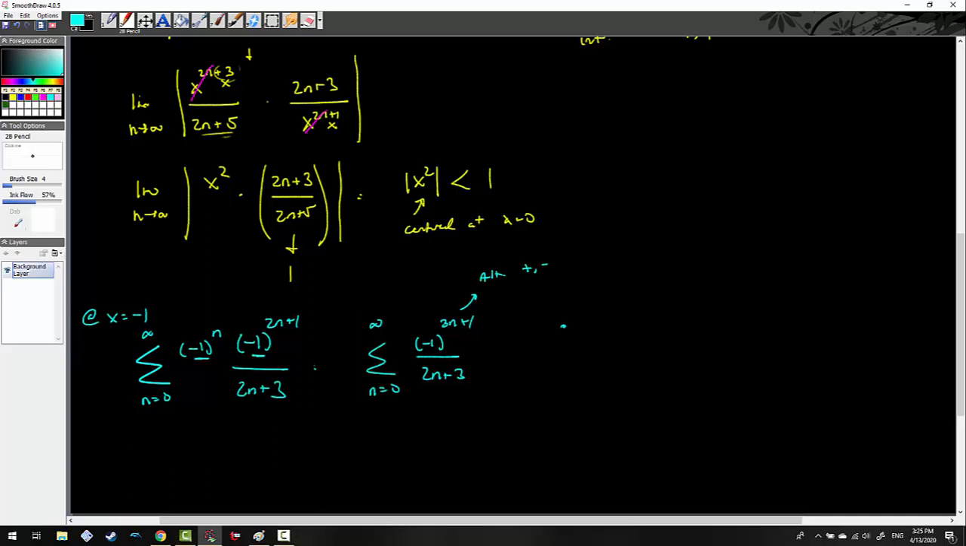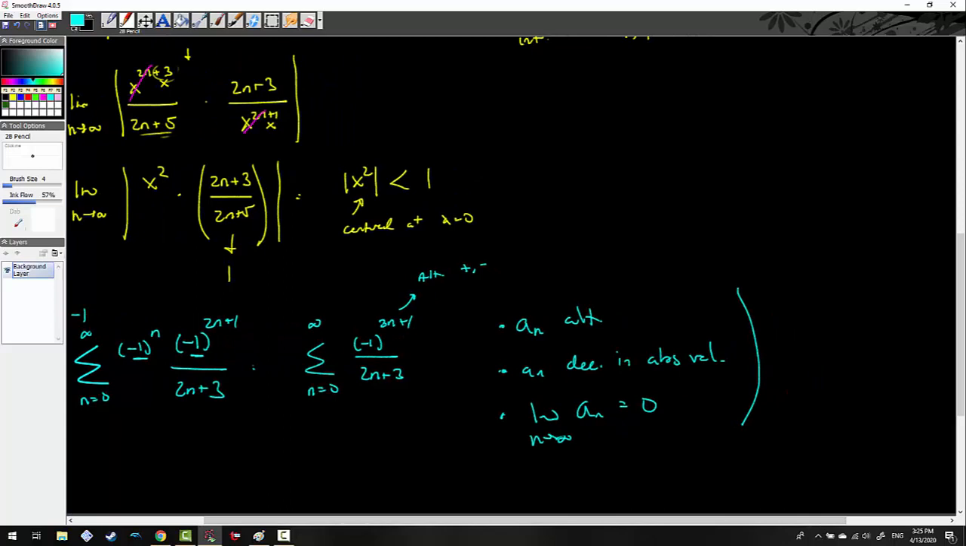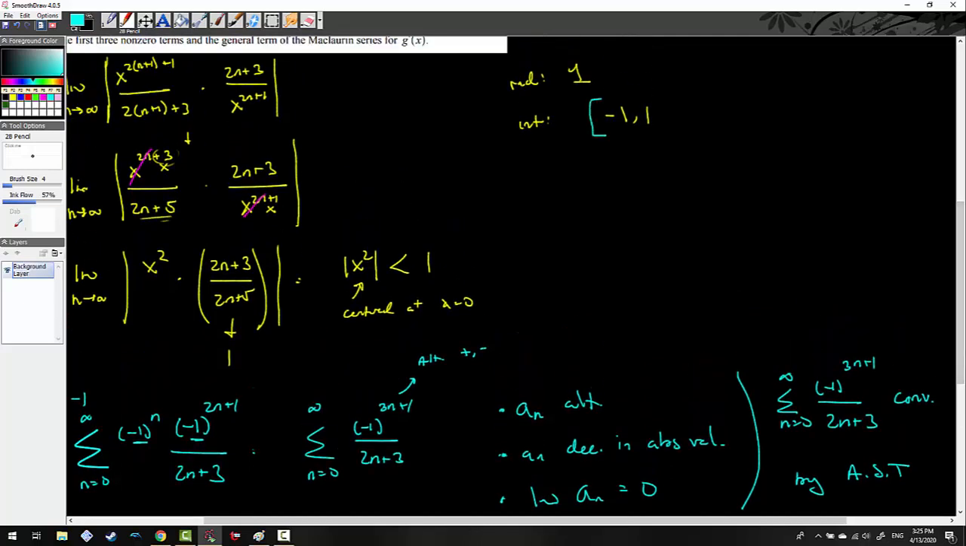So we can say that a sub n is alternating, a sub n is decreasing in absolute value, and then the limit as n goes to infinity of a sub n equals 0. So we can then say that the sum from n equals 0 to infinity of negative 1 to the 3n plus 1 over 2n plus 3 converges by the alternating series test. And what that allows us is it allows us to put a hard bracket on the negative 1.